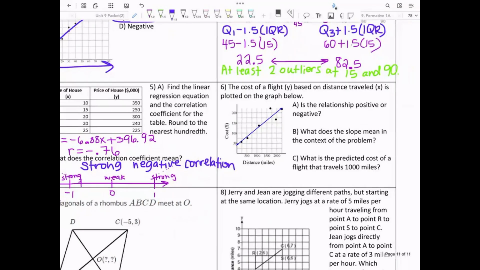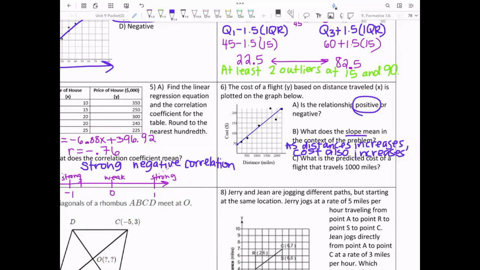Right, number 6. This graph is based on the cost of a flight and the distance it travels. We want to say if it's positive or negative. This has a positive slope. So what that means is as distance increases, the cost also increases. If it was a negative slope, that would mean as one goes up, the other one goes down.